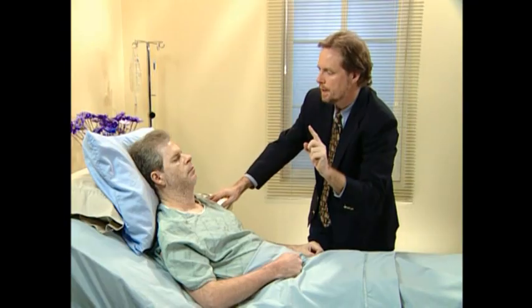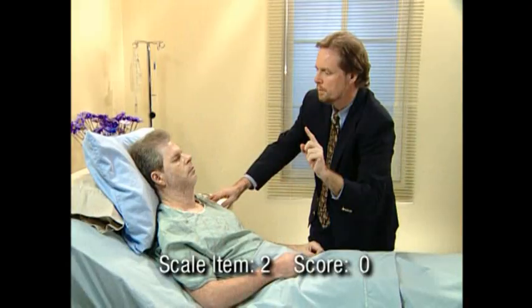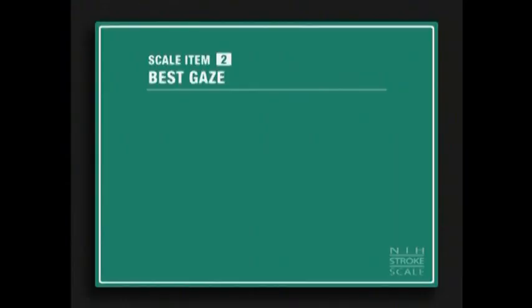Now I'm going to test your gaze. I'd like you to look at my finger and follow it all the way over this way and all the way over that way. For scale item 2, this patient scored a 0. Let's look at how this scale item is scored. Score a 0 if the tasks are performed correctly. If a patient has ocular rotary problems, such as a strabismus, but leaves the midline and attempts to look both right and left, the patient should be considered to have a normal response.